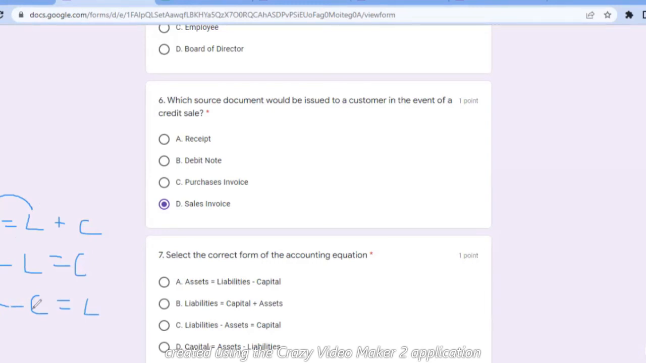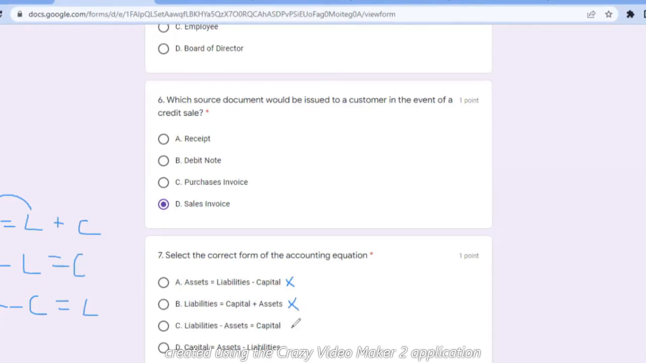Which one on the screen makes sense though? Assets equal liabilities minus capital, wrong. It's assets equal liabilities plus capital. That's the correct one. Is liabilities equal to capital plus assets? Wrong. It is liabilities equal to assets minus capital. Is it liabilities minus assets that's equal to capital? Wrong. It's assets minus liabilities that is equal to capital.